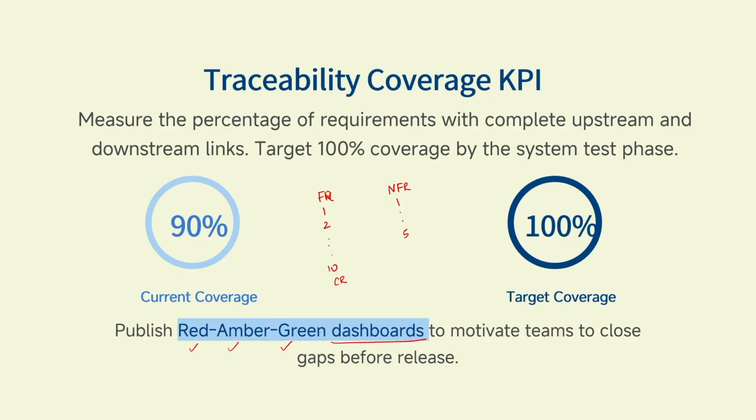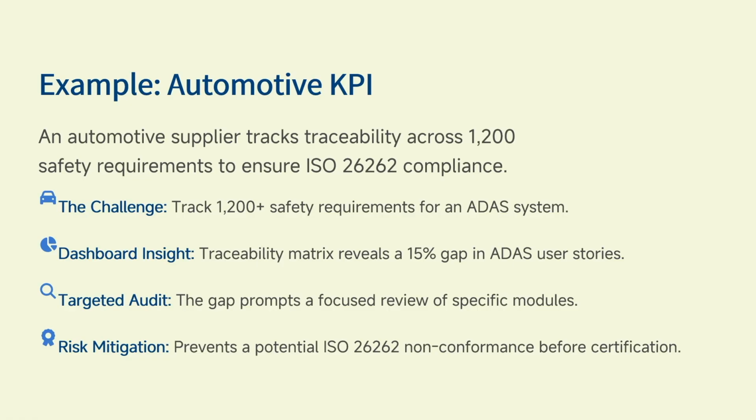And normally it is not that they'll start from the first requirement and proceed to 10. They can take it in any order, but at the end all the functional requirements and all the non-functional requirements have to be completed with 100% coverage. So this is another example with respect to an automotive supplier. They have tracked that across there are some 1200 safety requirements, and they have to ensure this ISO compliance.